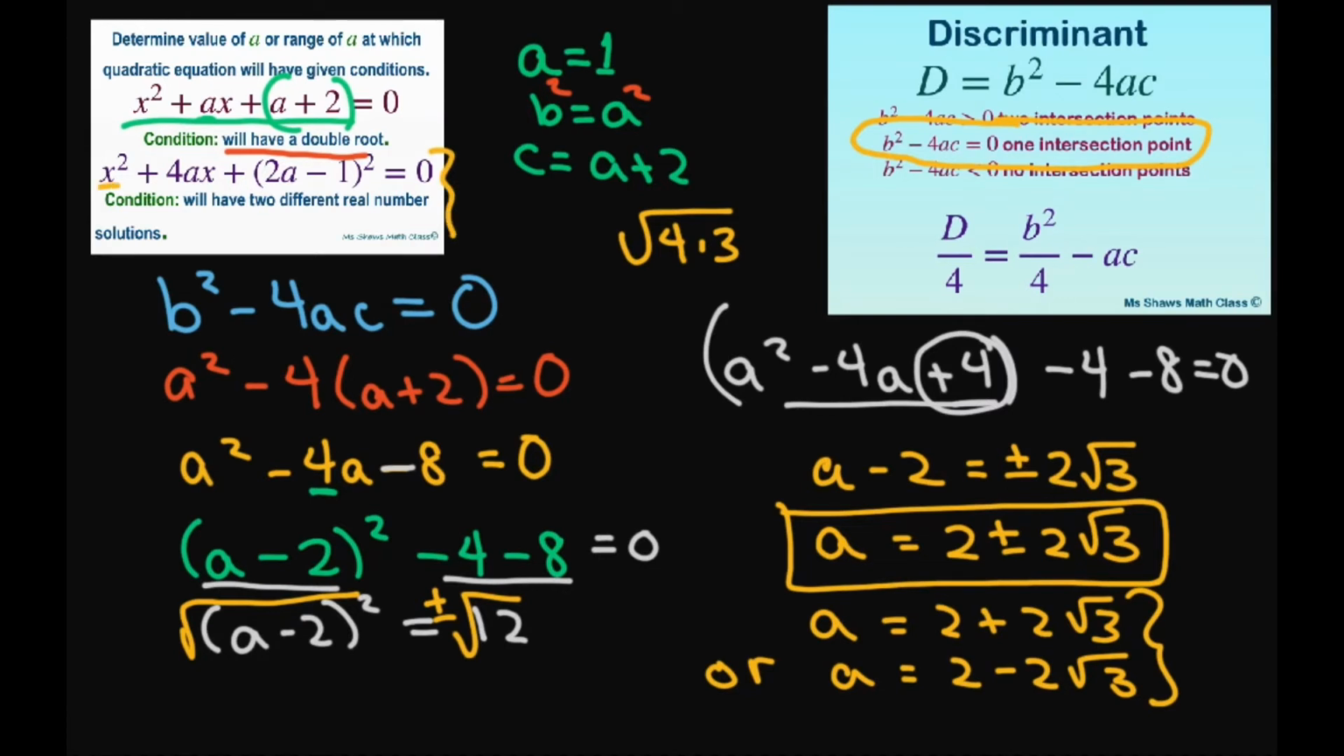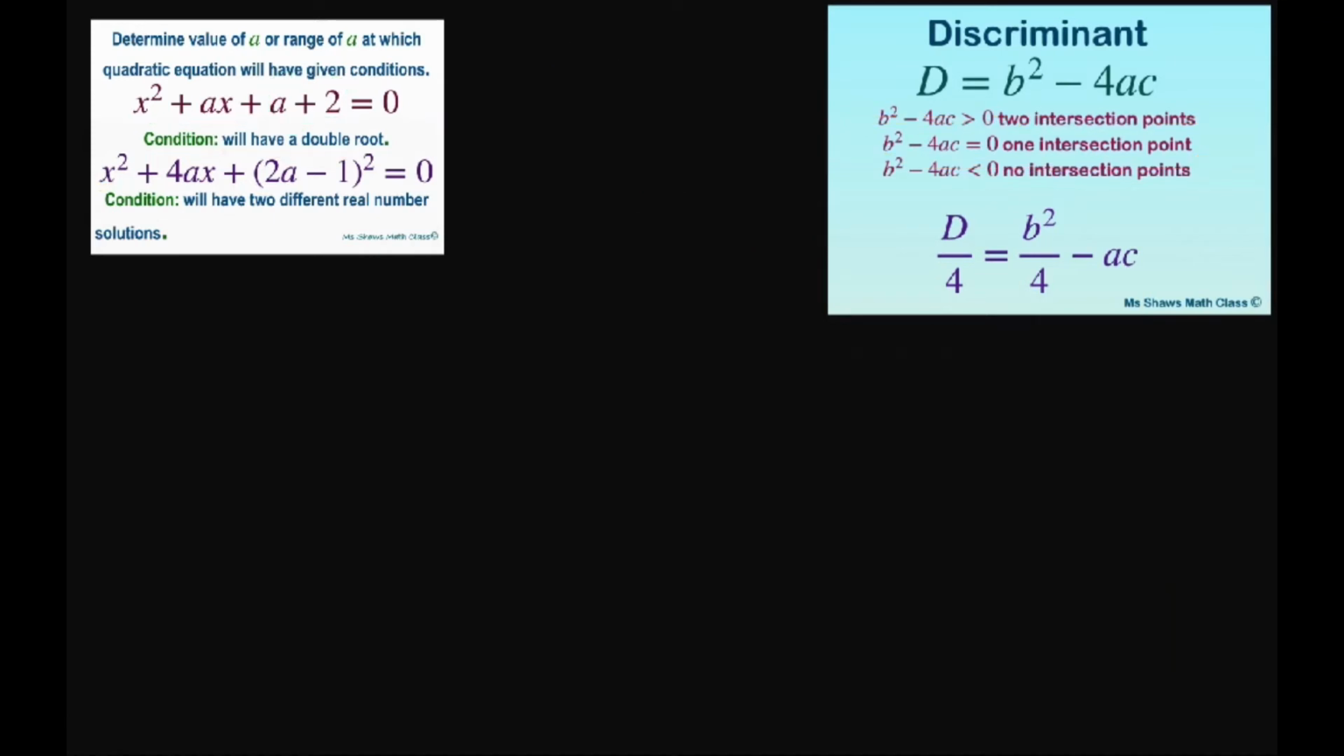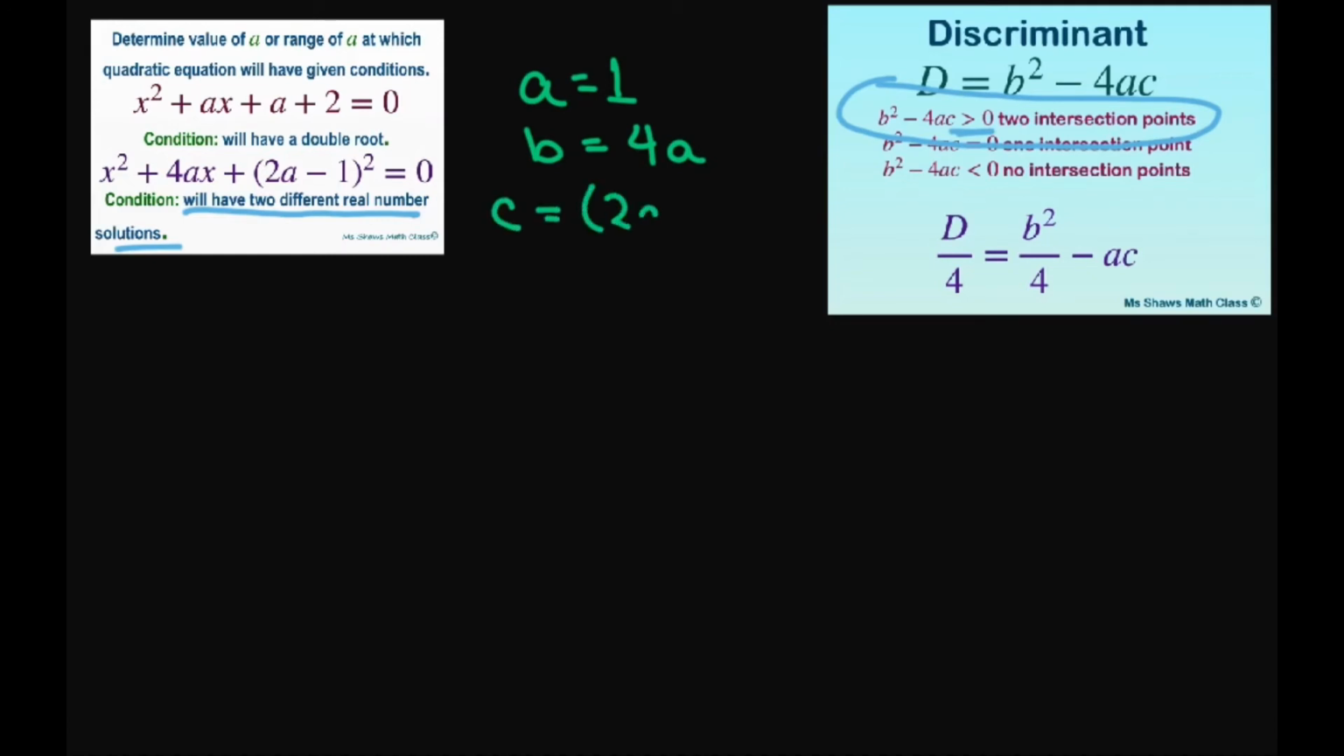All right, so now let's do this one. The same thing we did here, we're going to use our discriminant. Now this one has two different real number solutions. So two intersection points. That means we're going to set it greater than 0. So for us, our a equals 1, our b equals 4a, and our c equals 2a minus 1 squared. This is your constant. So we want our b squared minus 4ac to be positive.